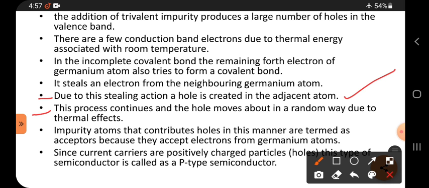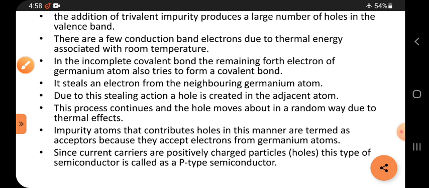So like this, just now I showed in the diagram, the hole was here at the beginning, and later it moved like this, and later it moved like this. I have shown in the diagram. So in the same manner, the hole cannot always move in one direction. It moves in random directions.